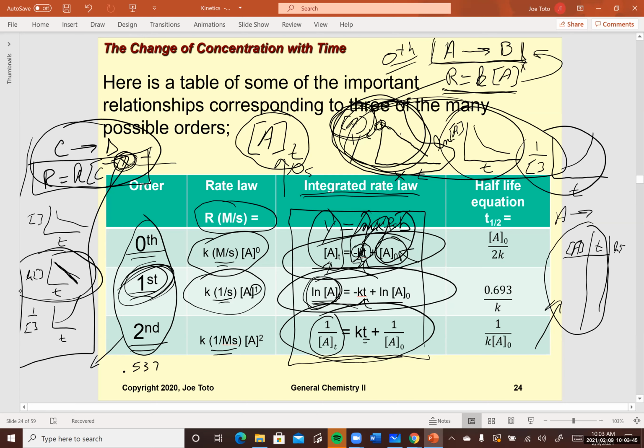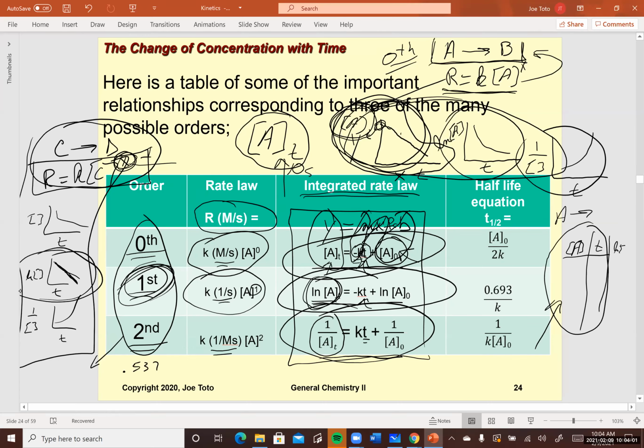So whichever one of the 3 graphs comes out linear tells us that order. Absolutely, you got it. And there can only be one. The other guys are going to have curves in them.